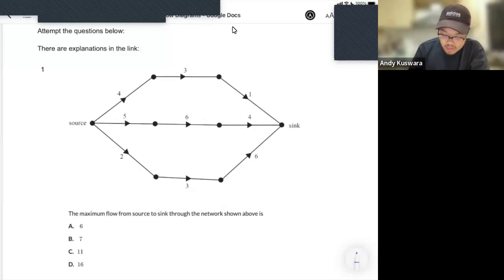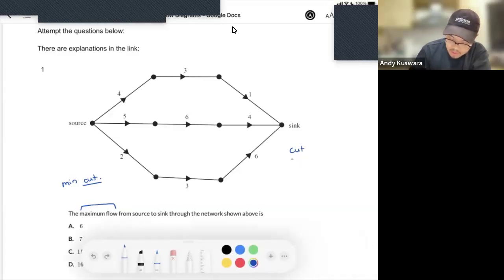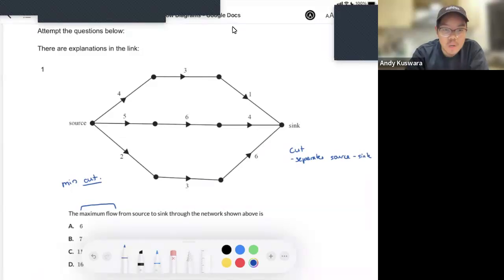Now, the main topic here is max flow. And the way that you'll talk about a max flow is you'll find your minimum cut. Just to reiterate, a cut separates source from sink. So that means it stops anything from starting at the source and ending up at the sink. So that's what we're trying to do here.